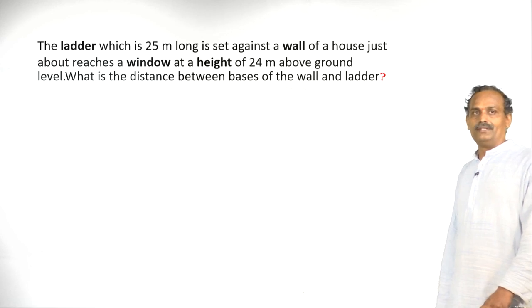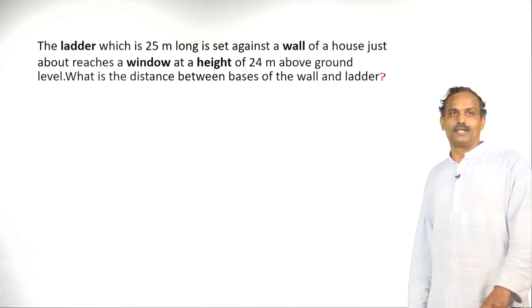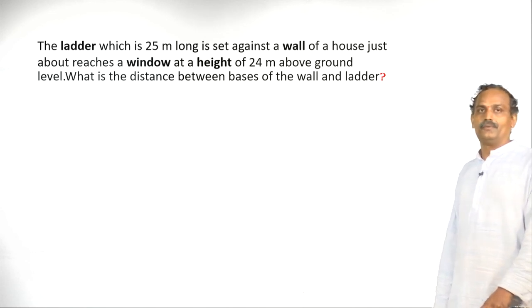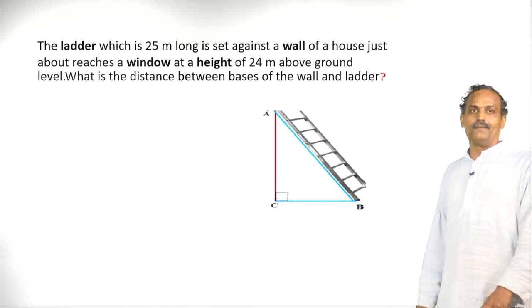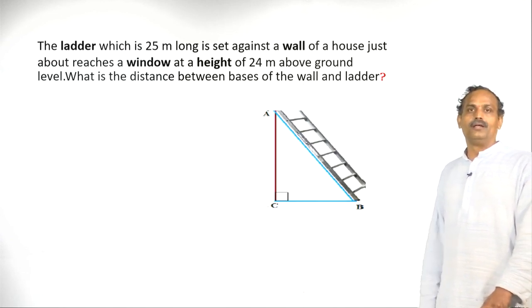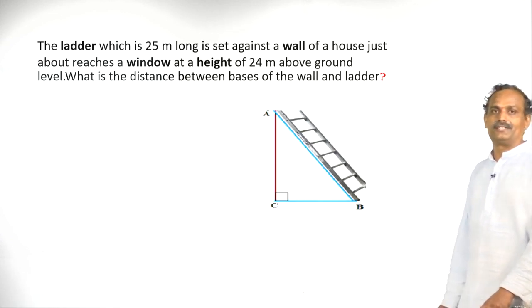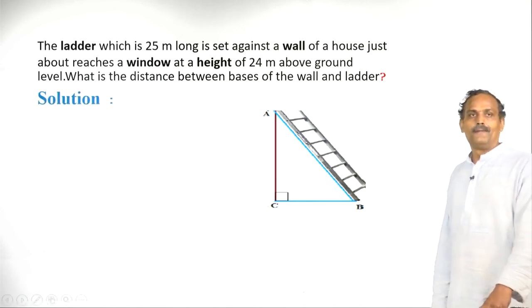The ladder, which is 25 meters long, is set against a wall of a house and just about reaches a window at a height of 24 meters above ground level. What is the distance between the bases of the wall and the ladder? So, let us draw the diagram. AB is the ladder here, AC is the wall, and BC is the distance between their bases. So, let us solve it.